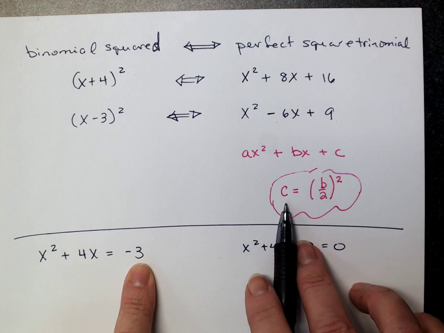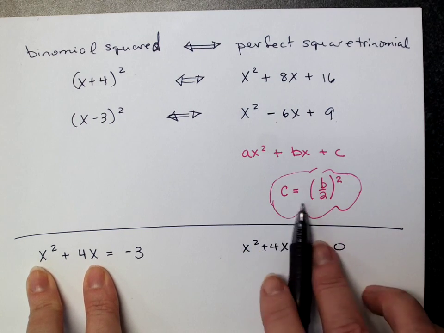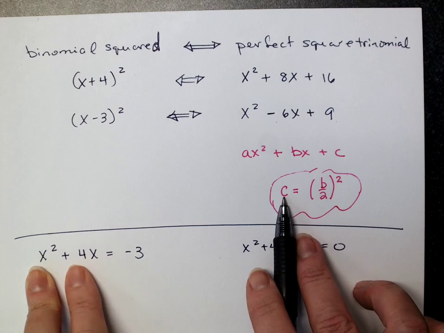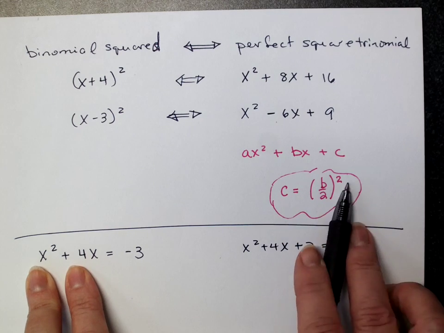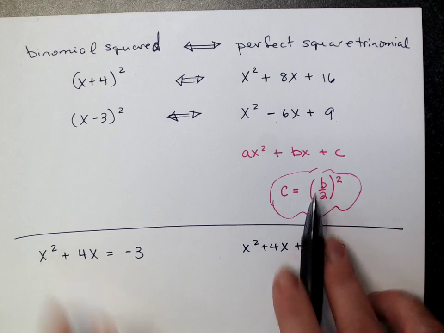I need a new c that will make these 2 variable terms into a perfect square trinomial. And my c, if I have a b, I can divide that b by 2 and then square it, and I'll have my magic c. Because it'll have that right relationship. My b and c will have that good relationship that will make a perfect square trinomial.